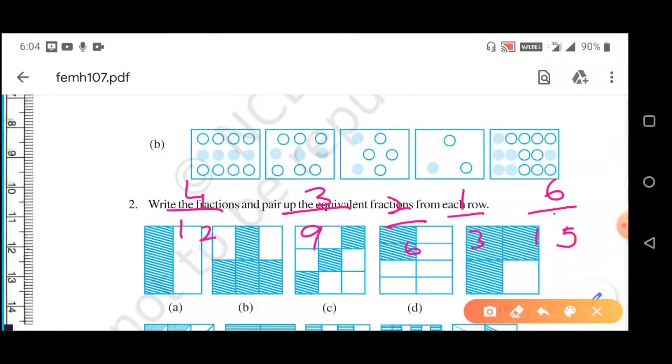Suppose if I consider 4 by 12, we can divide numerator and denominator of 4 by 12 by what? By 4.